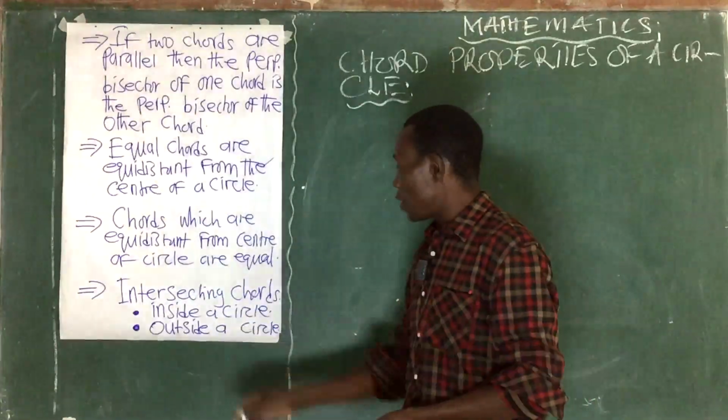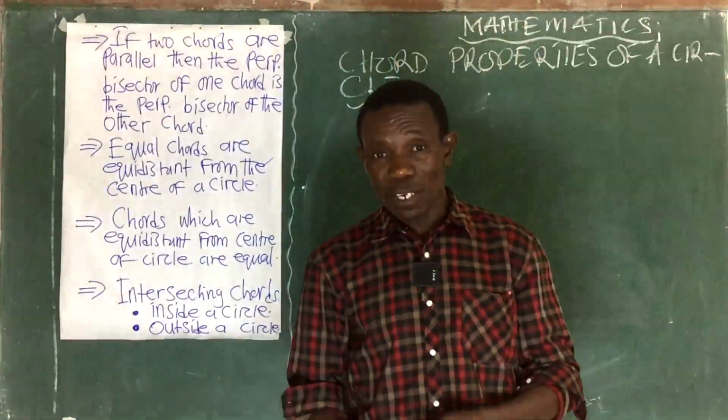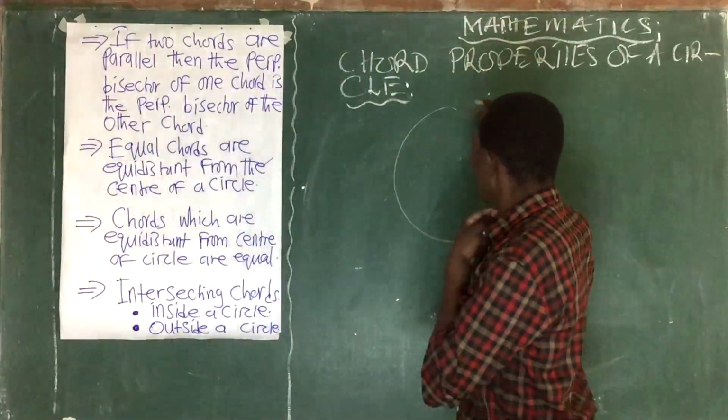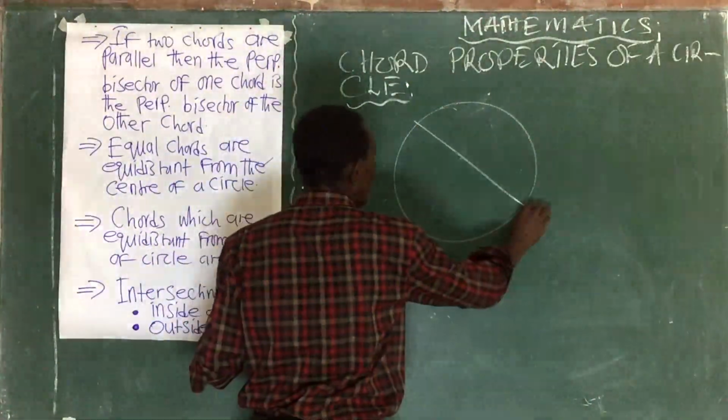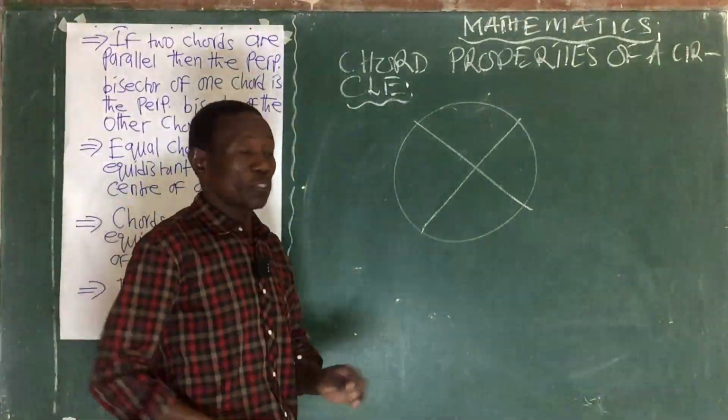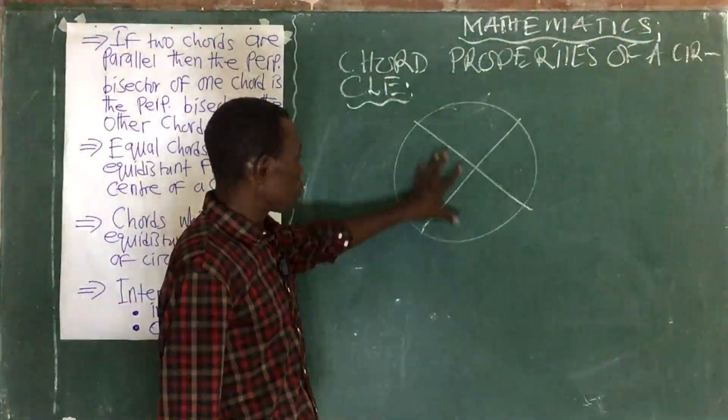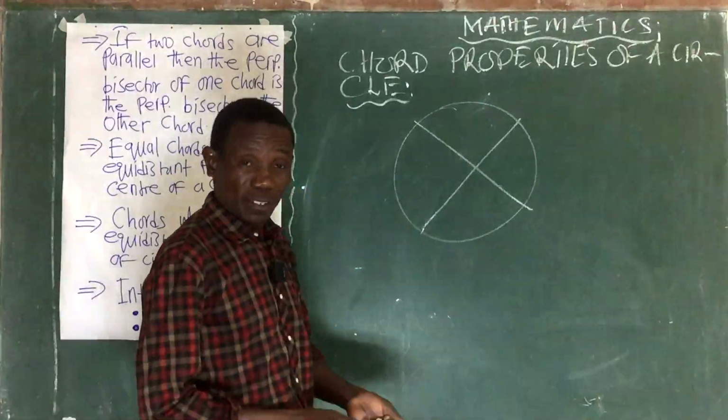Finally, we are going to look at intersecting chords. Like you have a circle like this one, you find that somewhere the chords may intersect inside the circle like this. So what is the theory that we need to know about this? And how do we put that into solving mathematics problems?